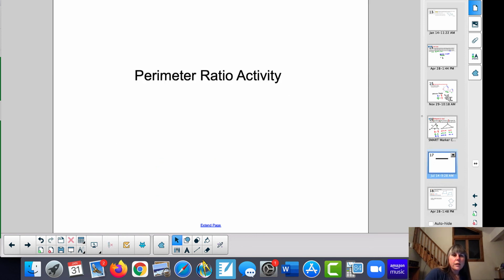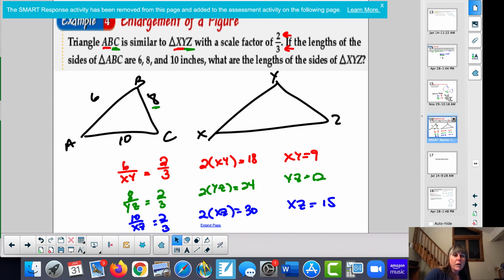Now, in your perimeter activity, you should have found that the perimeter ratio is equal to the scale factor. It's also equal to the ratio of sides. All of those are equal ratios, which means you can make a proportion out of any 2 of those. So back here, if I wanted to know what the perimeter was, instead of finding each one of those and adding them together to find the perimeter, all I would have to do is take that scale factor and set it equal to the 2 perimeters.